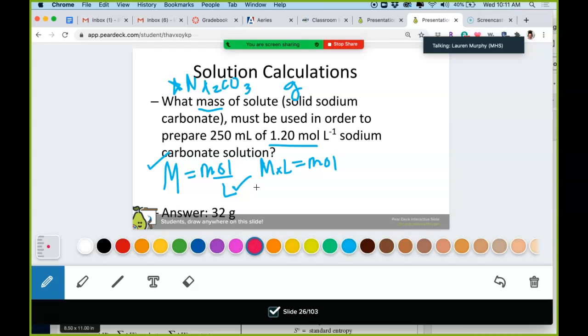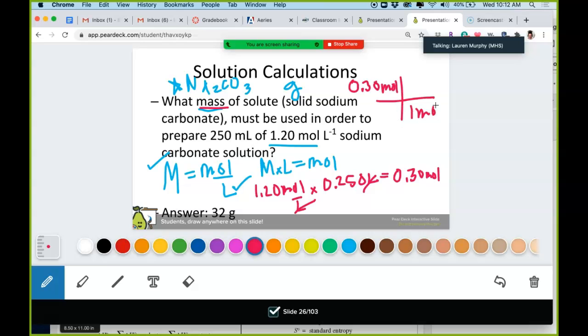So let's look at the numbers. 1.20 moles per liter times 0.250 liters, right? That's milliliters to liters. And that gives me 0.3 moles. Well, I didn't ask for moles. I asked for mass. So I need to turn the moles into grams. So 0.3 moles of sodium carbonate.